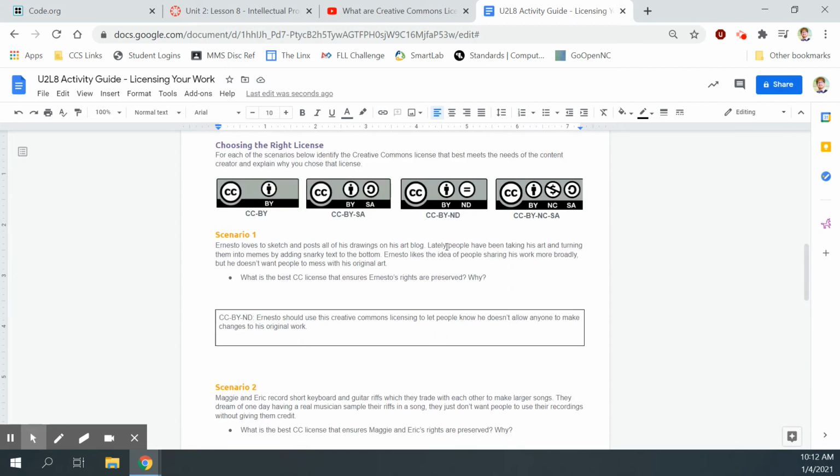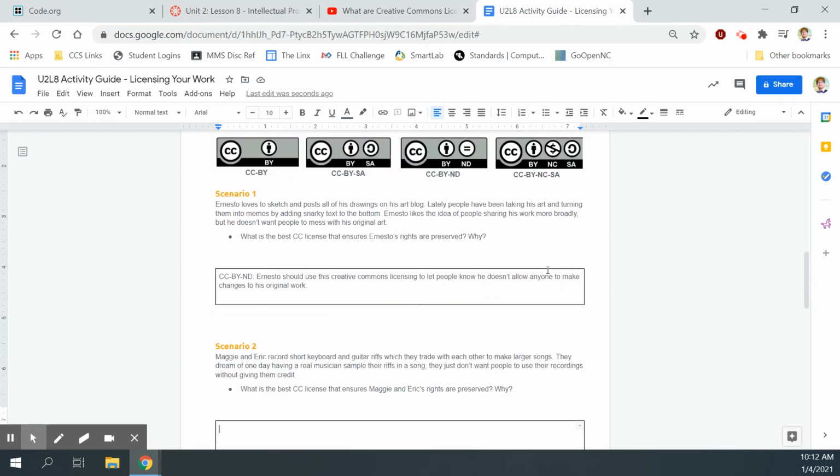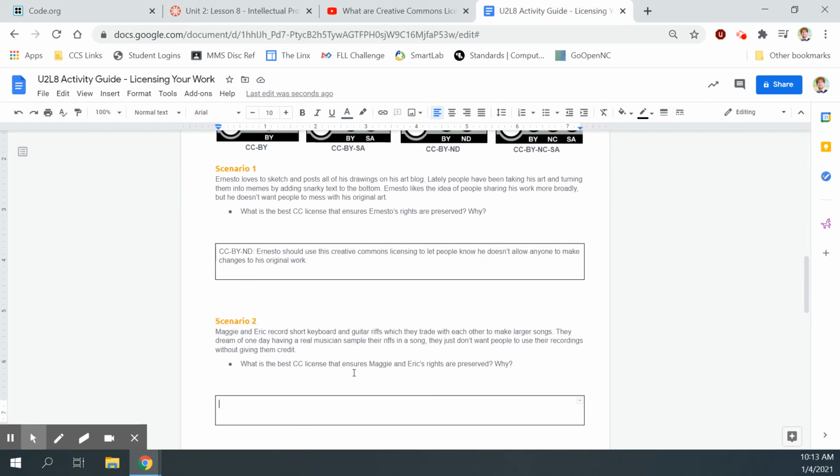So they're saying that they can use their work as long as it's being attributed to them. And they can make changes to it because they're adding it into other original work or other original songs. So it would be CC BY-SA, right? CC BY-SA.